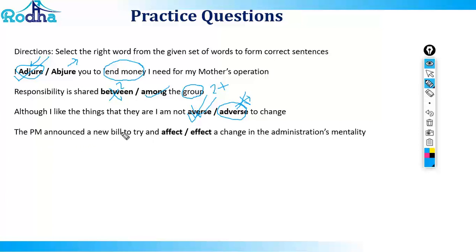The Prime Minister announced a new bill to try and effect a change in the administration's mentality. Now, typically, affect works like a verb and effect works like a noun. And you're saying that the PM announced a new bill to try. Try is a verb, and you have an 'and' here, which means the next word also needs to be a verb, and the answer should be effect. So the first word is adjure, then it is among, then it is averse and effect. I hope this question was clear. Let's move on to the next question.